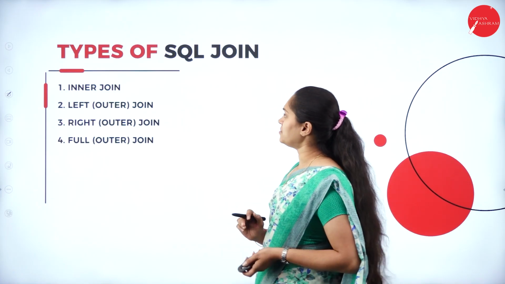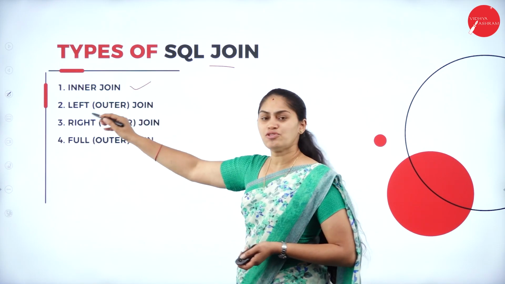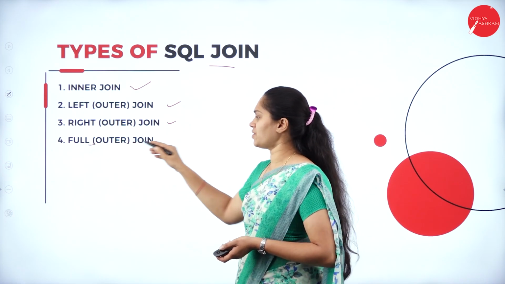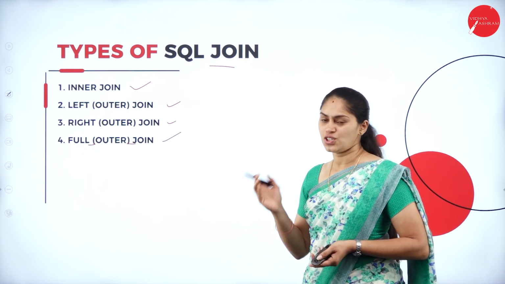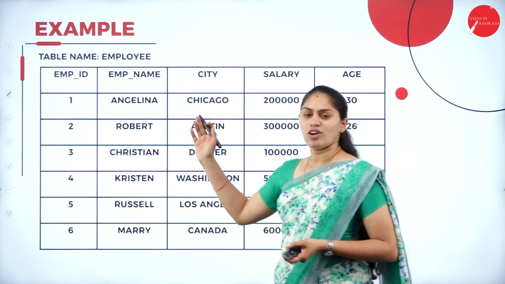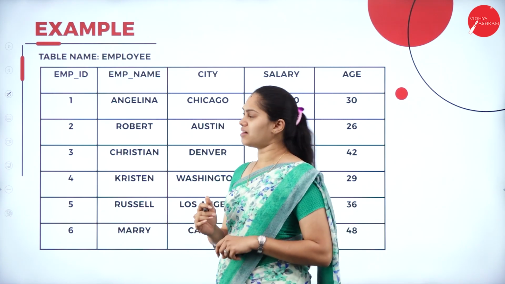Fine. We'll have the types of SQL join here. That includes inner join, left outer join, right outer join, and also full join, or full outer join. Those are the types of SQL join. In order to understand all these different types of joins, here I have an example.